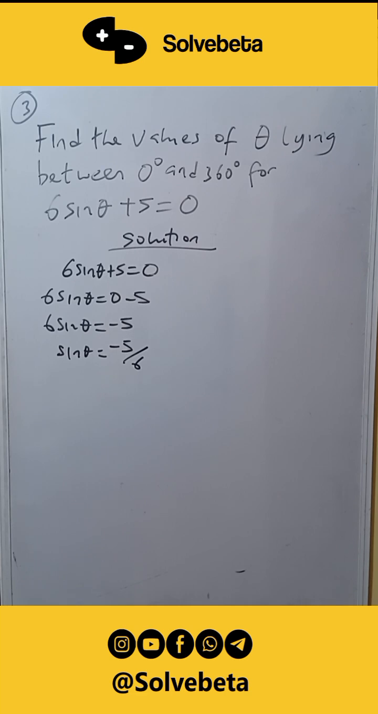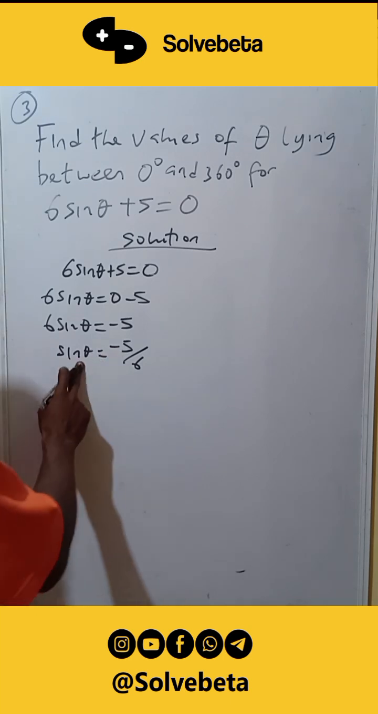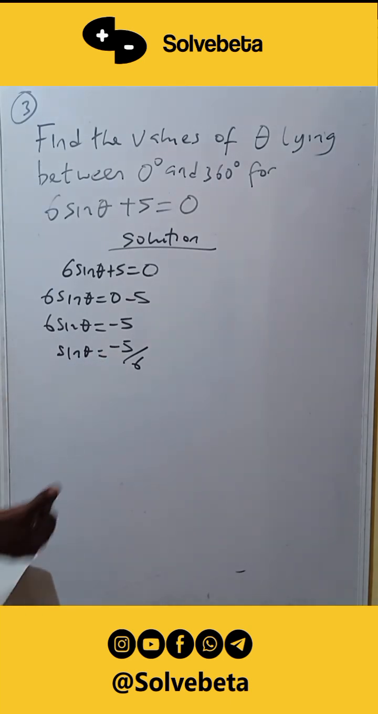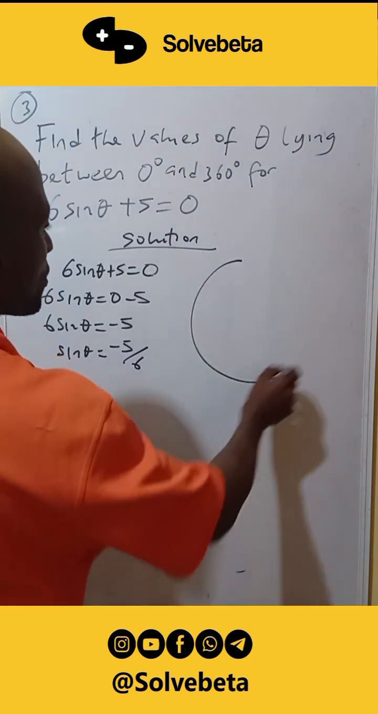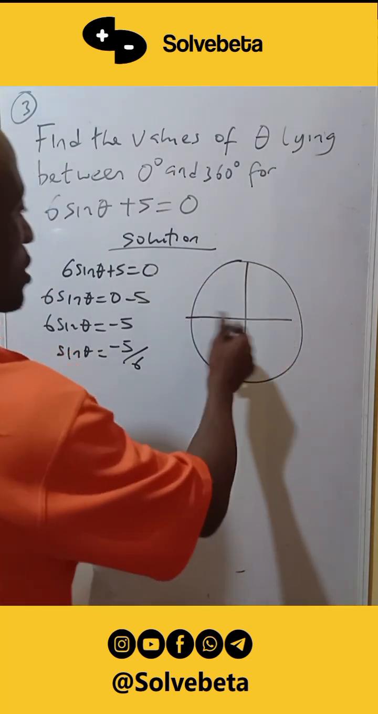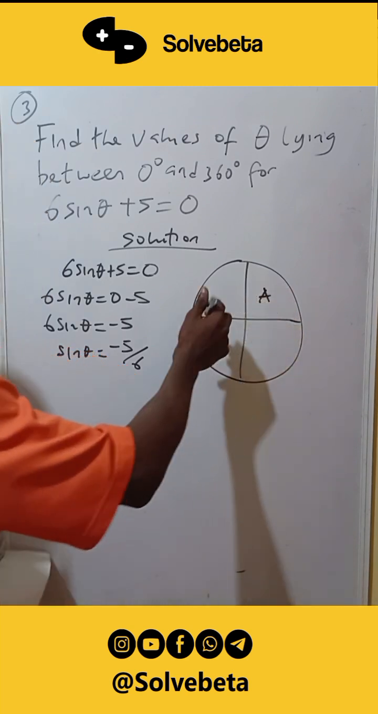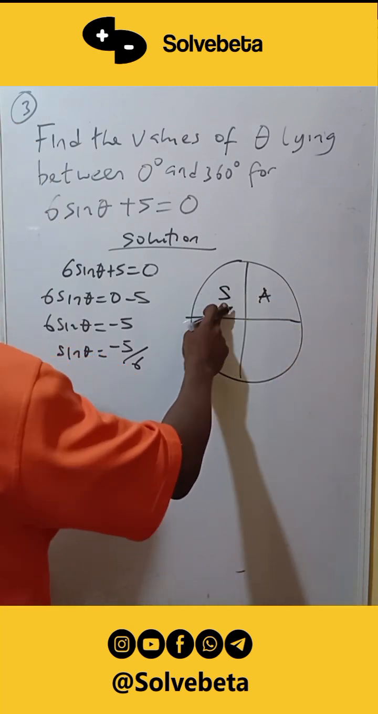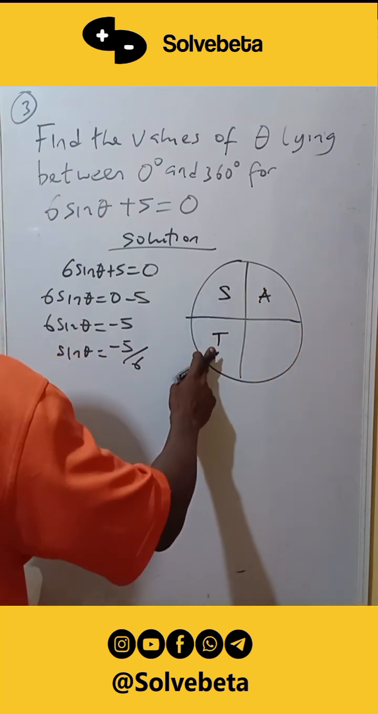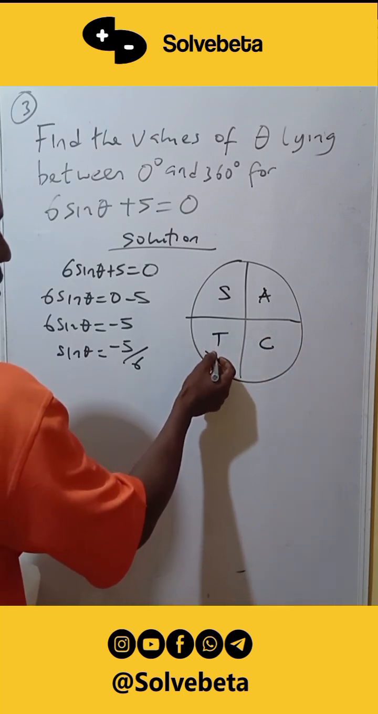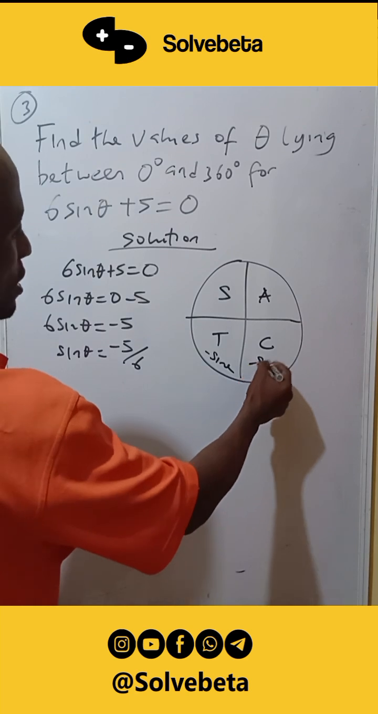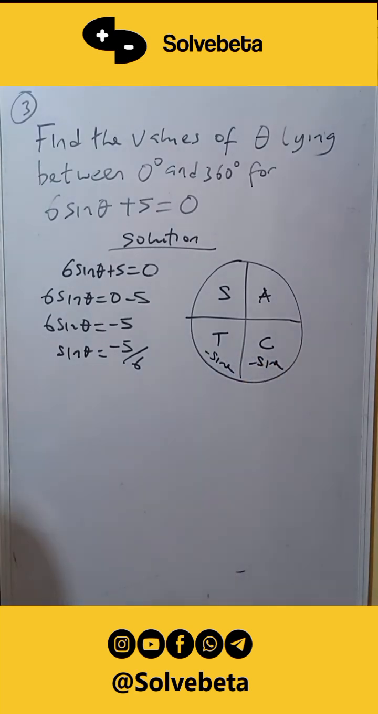Now, what does this negative imply? It implies that the value of sine is negative. Where in our quadrants is sine negative? The quadrants in trigonometry: all are positive here, sine is positive here, tan is the only one positive here, and cos is positive here. So it means that here sine is negative, and here too. Keep that in mind.